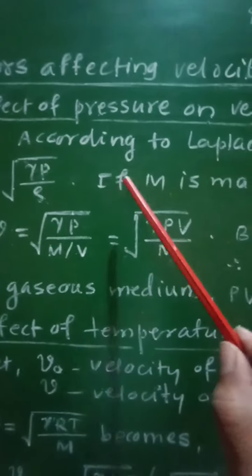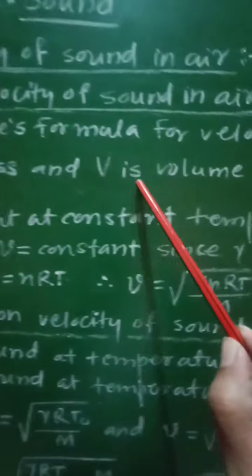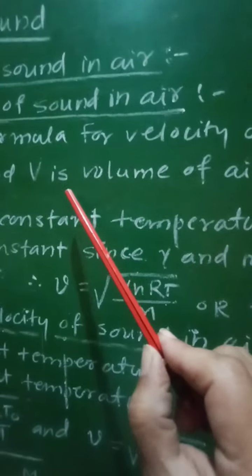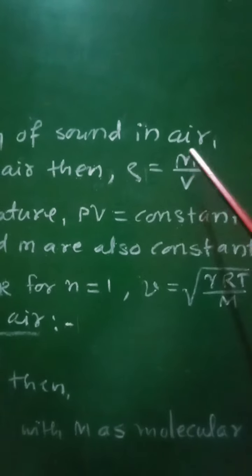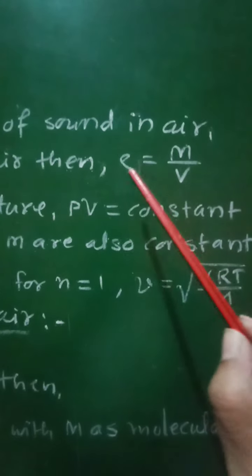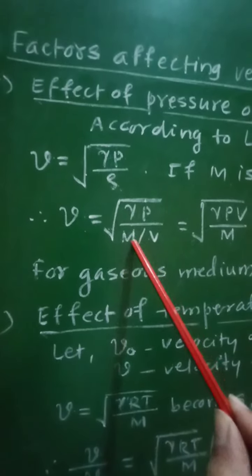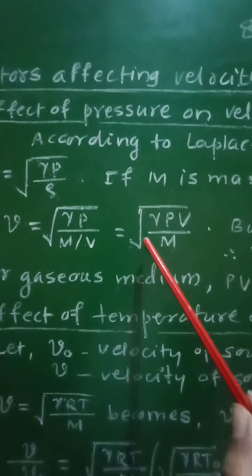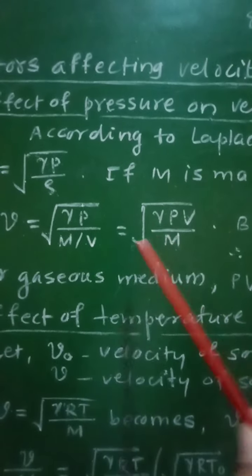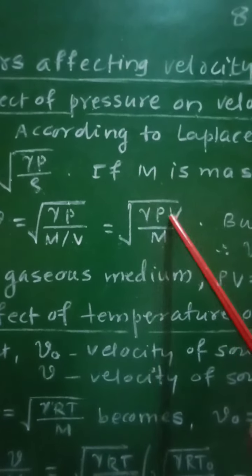Now if m is the mass of the air and phi is the volume of the air, then density of the air will be equal to mass per unit volume, that is m by phi. If we put rho equal to m by phi in the formula of velocity, we get phi is equal to square root of gamma p upon m upon phi, which will be equal to square root of gamma p phi upon m. This volume phi will be shifted to numerator.